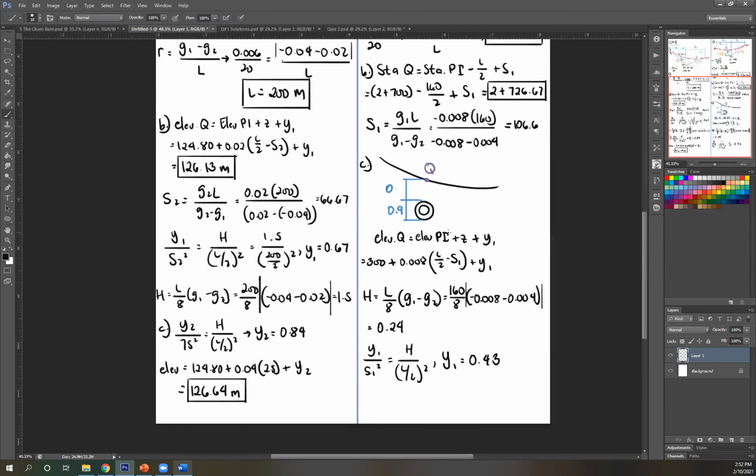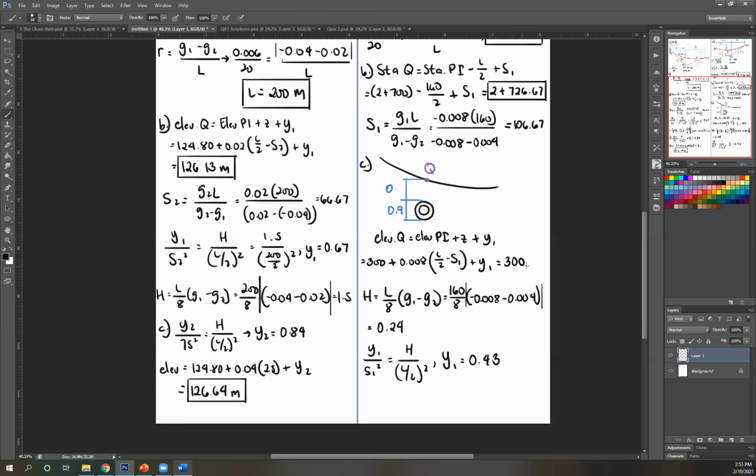Okay. So I have already established how to get elevation of Q, right? All I need now is to solve. So elevation of Q, 300 plus 0.008 times L over 2, again, that's 160 over 2, which is 80, minus S1, which was 106.67, plus Y1. Y1 is 0.43. The answer is 300.21.